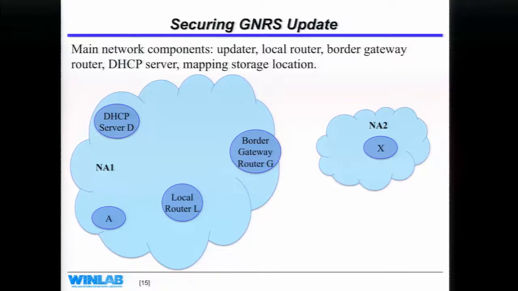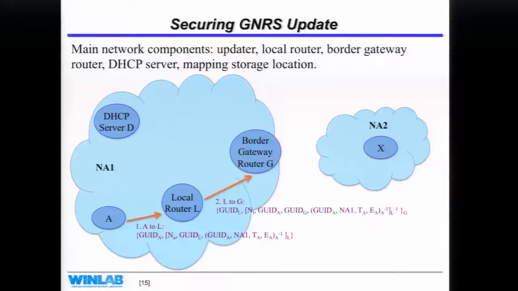Now let's take a look at the GNRS update protocol. Here, the major network components involved are the mapping owner A, its local router L, the border gateway router G, and the DHCP server D. The mapping will be stored as X in network NA2. The protocol flow is like this. First, A sends a GNRS mapping to its local router L, which then forwards the mapping to the border gateway router G. G verifies the network address in this mapping with DHCP server D.